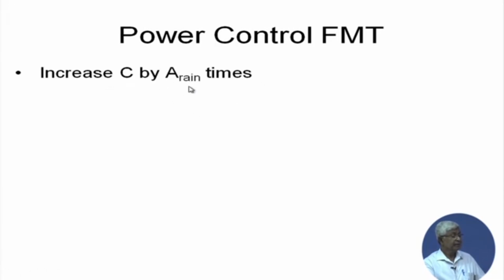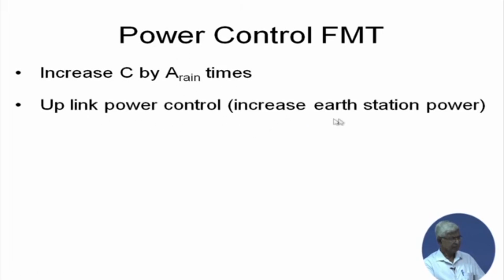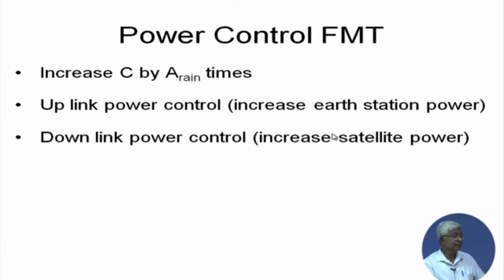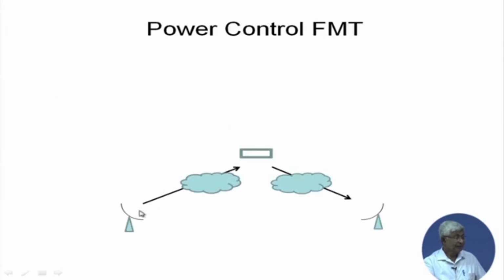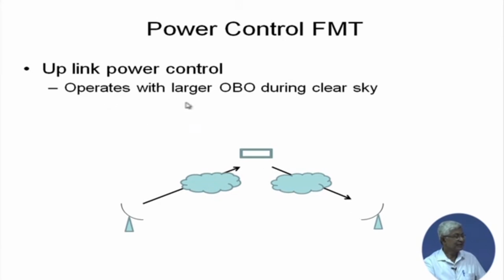They increase the C by N by A rain times, that is, whatever attenuation has occurred due to rain. Uplink power control increases the earth station power. If I increase the earth station power, what happens? Or it could be increasing the downlink power, that is the satellite power, or it could be done by beam control, that is, increasing satellite EIRP at the affected area by the antenna beam, that is, I increase the gain of the transmit antenna, so that EIRP increases over that focused area. You can see the uplink has some rain, I have shown a cloud here, and the downlink also has some rain. So uplink power control operates at larger output back off during clear sky.